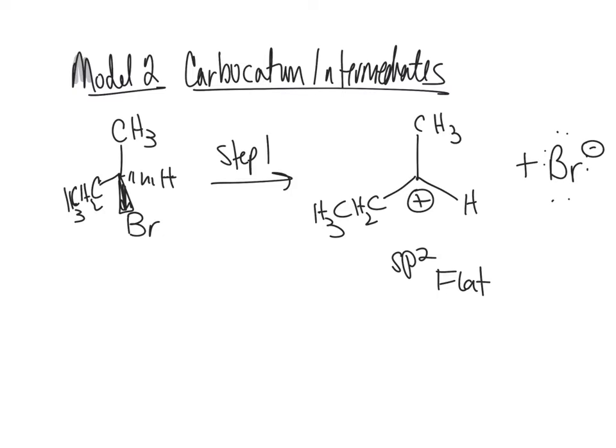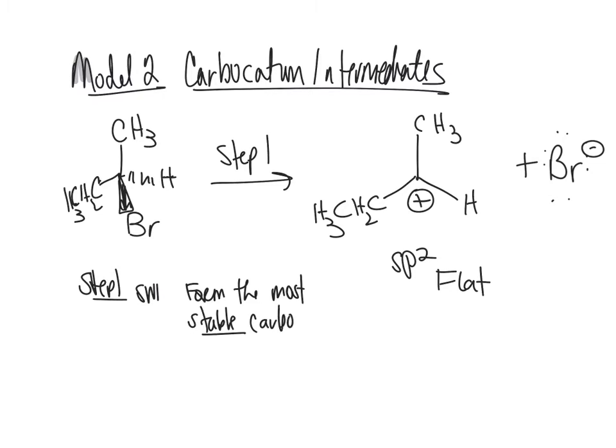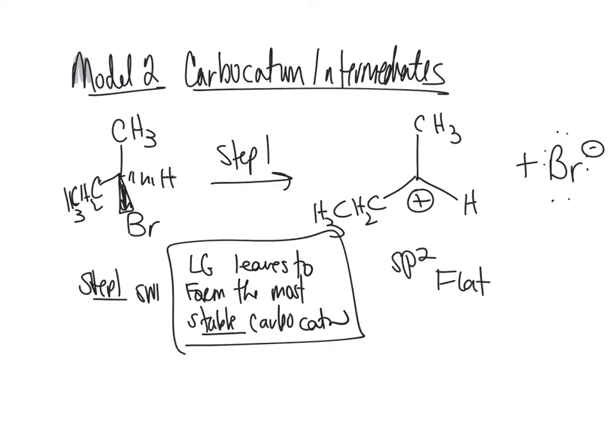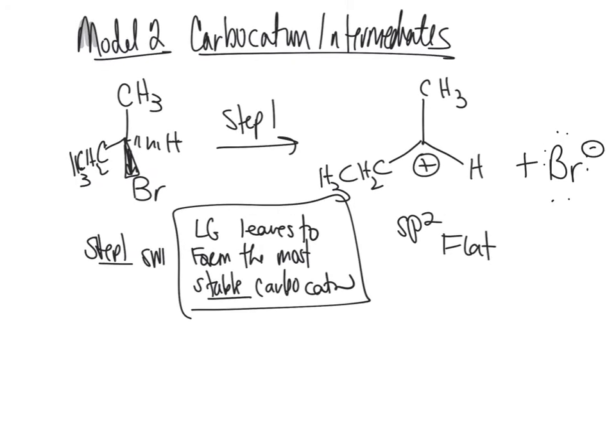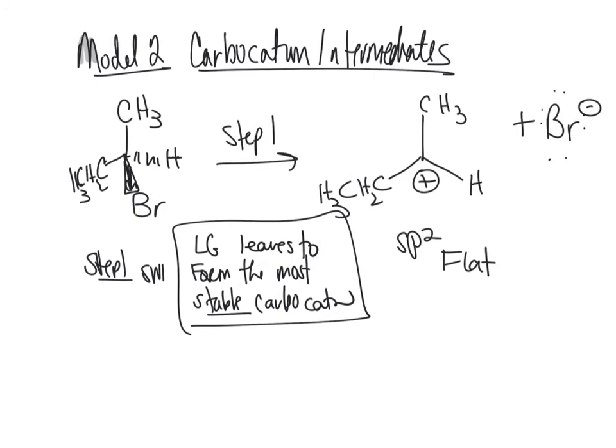Okay, so in step 1, when you do an SN1 reaction, you need to form the most stable carbocation. Okay, the leaving group leaves to form the most stable carbocation. And that's what this is going to focus on. So let's go ahead and answer questions 3A.